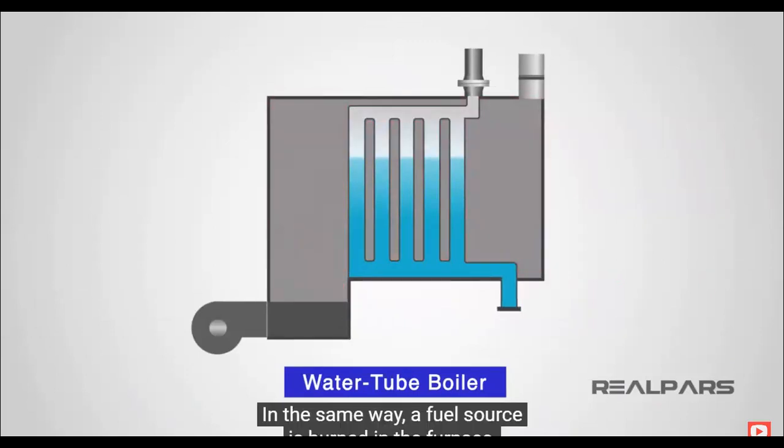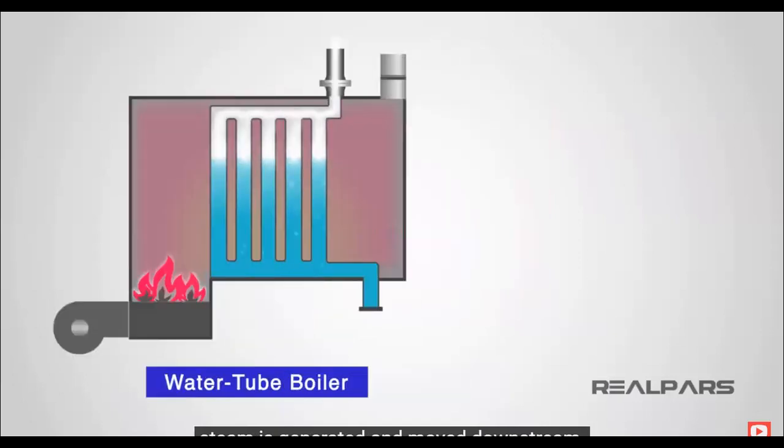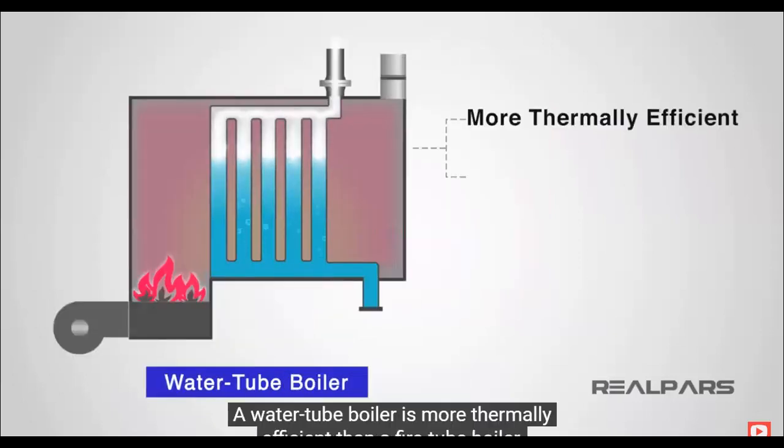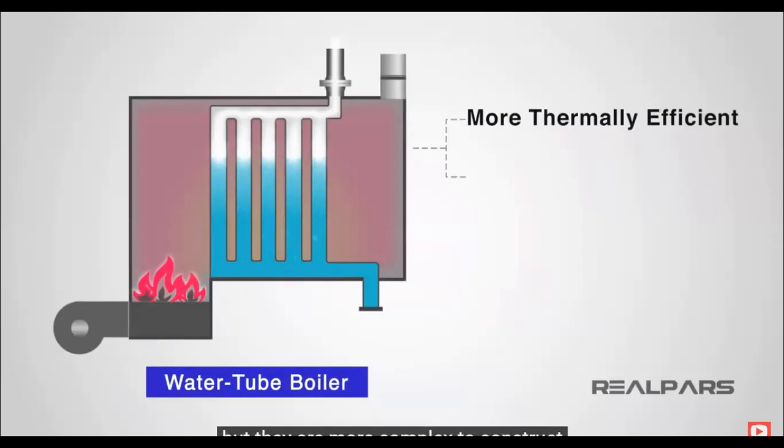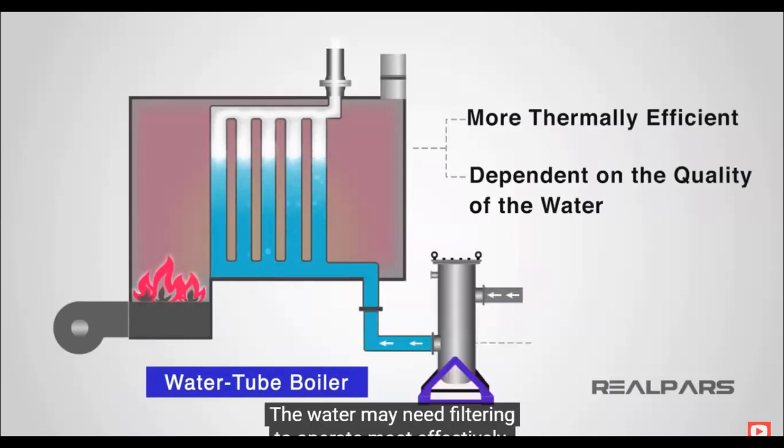In the same way, a fuel source is burned in the furnace, causing the water tubes inside to heat up. Once again, when the water is boiled, steam is generated and moved downstream. A water tube boiler is more thermally efficient than a fire tube boiler, but they are more complex to construct, and the quality of the water can be a limiting factor. The water may need filtering to operate most effectively.